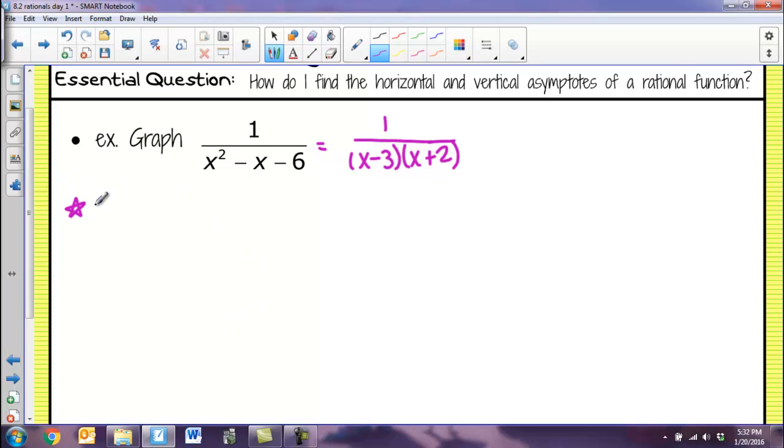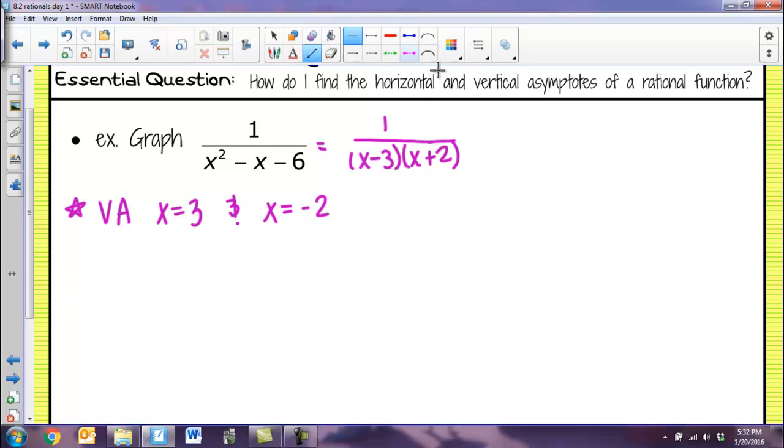Now that's going to make my life a lot easier when I'm looking for all my pieces of information. So we start with my vertical asymptotes: set the bottom part equal to 0. So I'd have x minus 3 equals 0, so x would be 3. And I would also have x plus 2 equal to 0, so I'd also have a vertical asymptote at x equals negative 2. Okay, so let me go make my graph already, since apparently I didn't draw graphs in here.